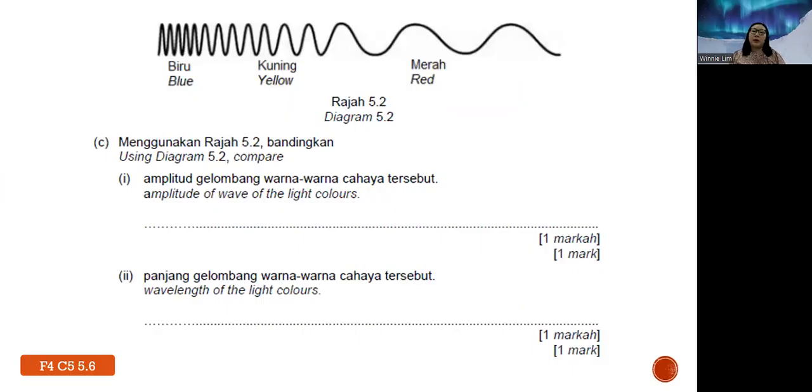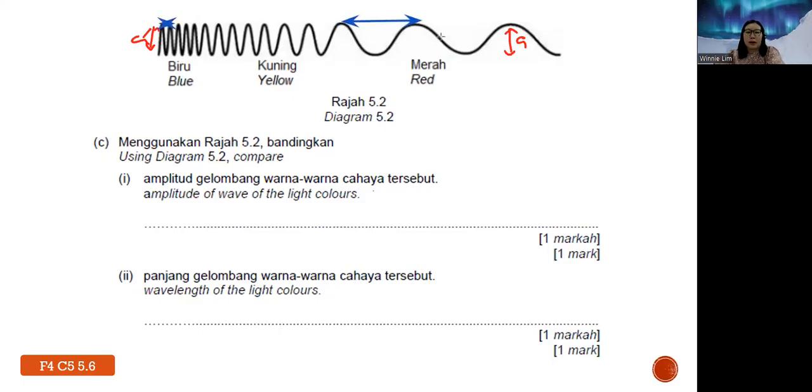C, using diagram 5.2, compare the amplitude of the wave of light colors. Okay, so where do you get the idea of amplitude from this graph? So amplitude is basically this region. This is the amplitude. Is the height of the wave changing? No, right? So that's why the amplitude is constant. And then wavelength is the distance between two consecutive crests or troughs or any two points on the same phase. Means this one, here to here.